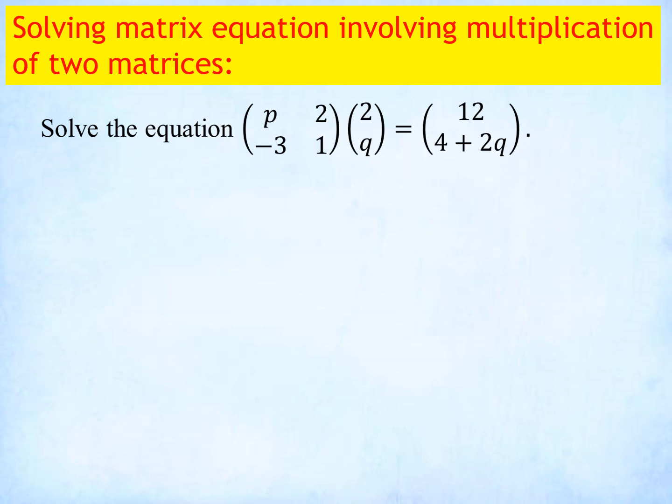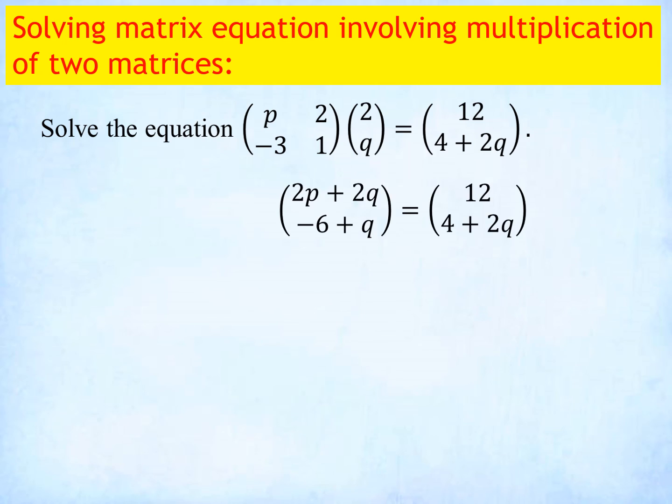Now let's move on to solving matrix equations involving multiplication of two matrices. First, in here we are going to multiply the matrix with entries P, 2, negative 3, 1 by the matrix with entries 2, Q. In doing this, we have 2P plus 2Q, negative 6 plus Q is equal to 12, 4 plus 2Q. And then we are going to apply the concept of equal matrices. So we have one of the equations, which is negative 6 plus Q is equal to 4 plus 2Q.